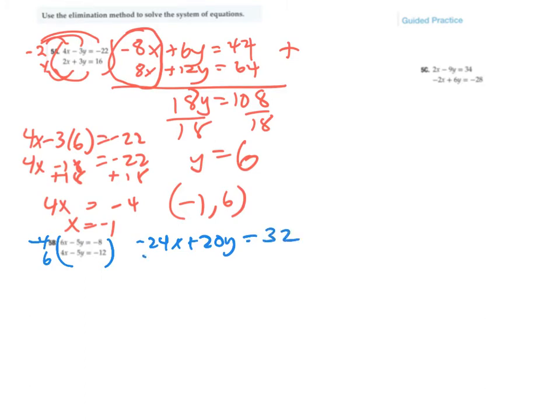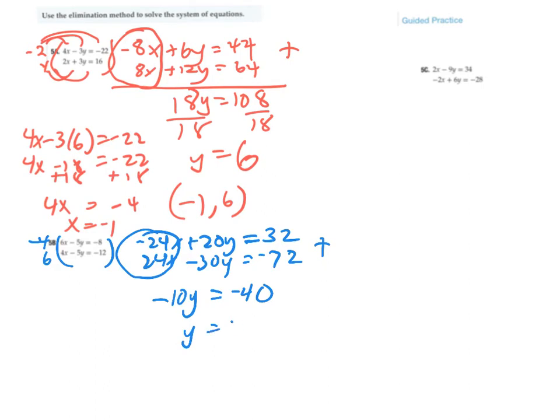And then 6 times 4 is 24x. 6 times negative 5 is a negative 30y. And 6 times a negative 12 is a negative 72. So I've multiplied, and so I'm always going to add then. These two will always cancel out because they're opposites. And then when I add here, I'm going to get a negative 10y. And I'm going to get a negative, looks like 40. So y will equal 4.